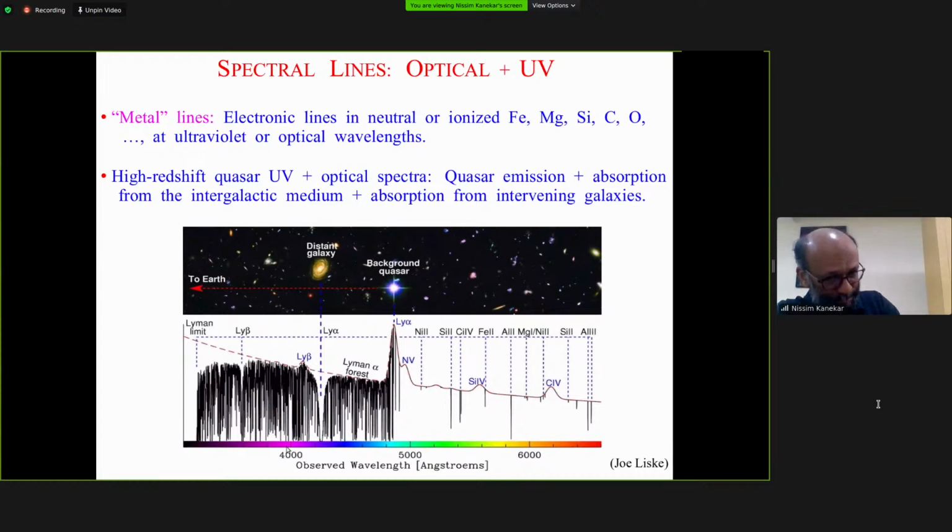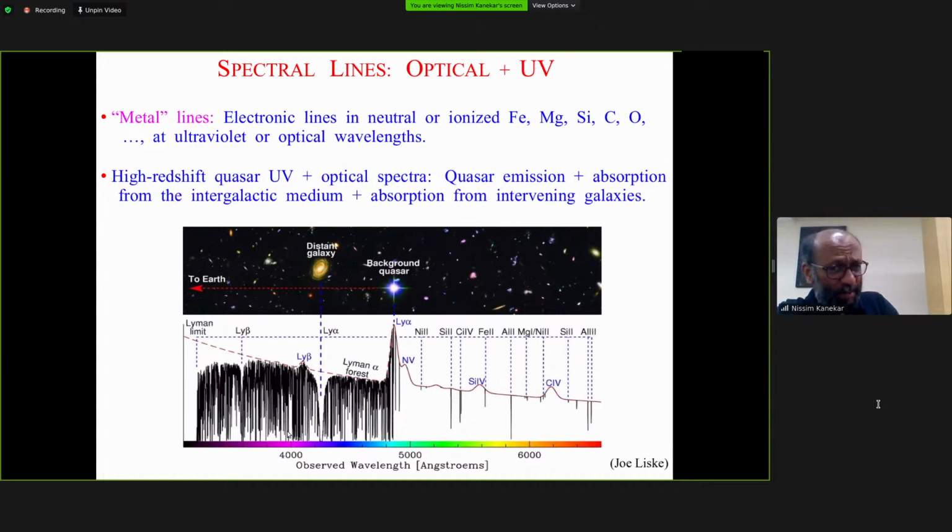So for example, at let's say 4,000 angstroms, this corresponds to a redshift which is 4,000 divided by 1215 minus 1. So roughly a redshift of about 2.2, 2.3 or so. And so from the wavelength of the line, you immediately know the redshift of the gas that's producing the absorption.